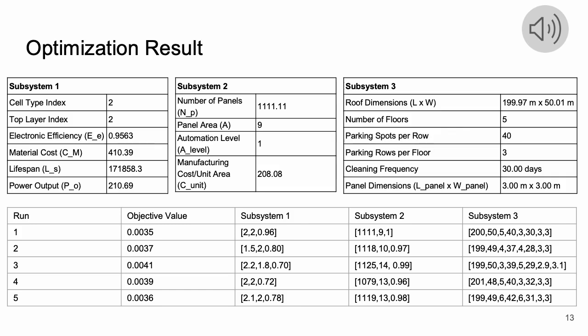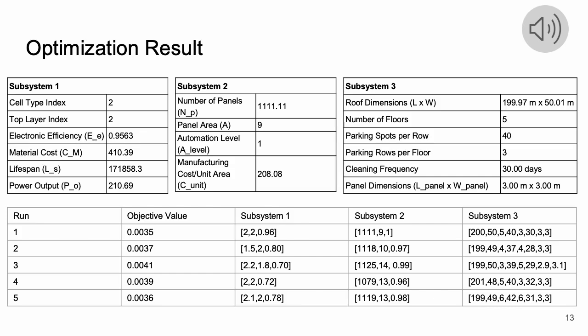In subsystem 2, the configuration required around 1,111 panels, each with an area of 9 square meters, and used full automation. For subsystem 3, we used the rooftop layout of approximately 200 by 50 meters, with a 5-floor parking and a typical panel size of 3 by 3 meters.